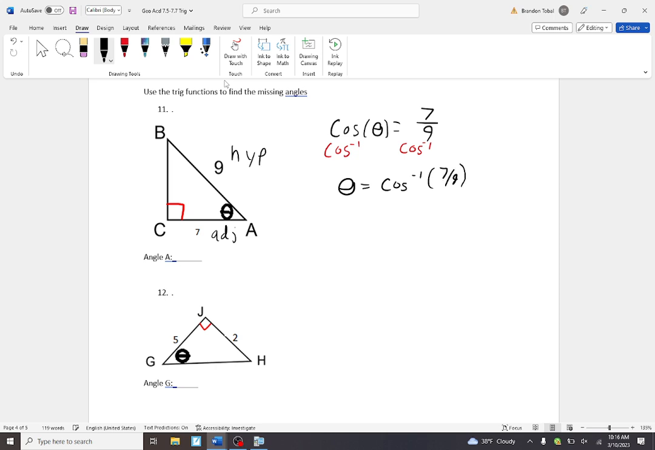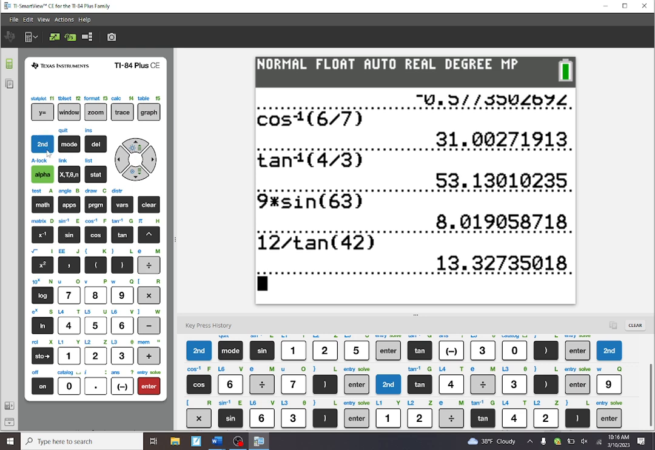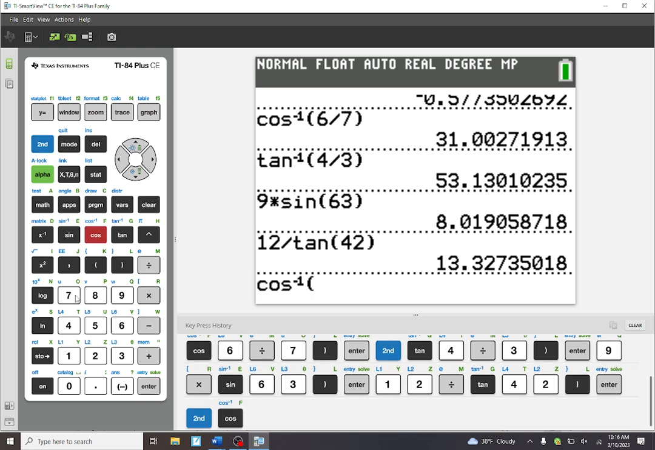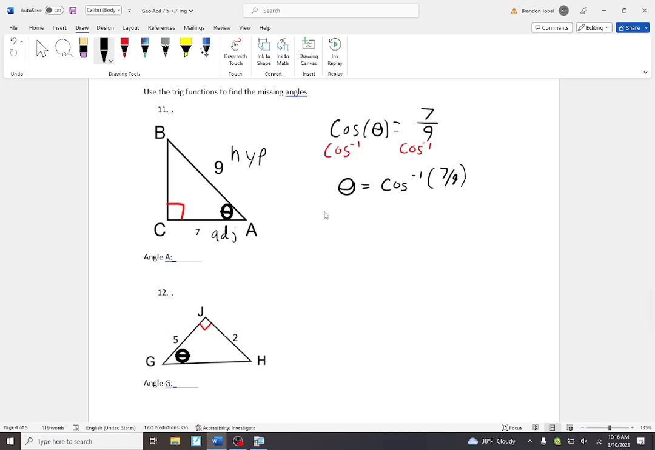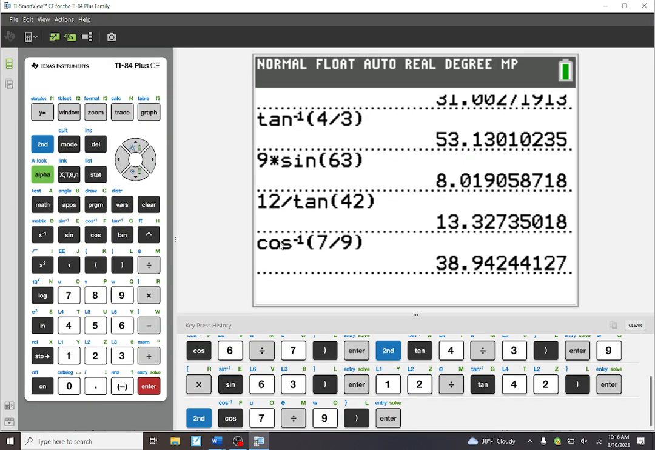To get rid of the cosine, you have to use this anti-cosine, or cosine -1. So you're just doing this and then slap that in the calculator, divided by 7 over 38. Yes, you have to show your setup, so I know what you typed in your calculator. Second cos. Is it 38.9?